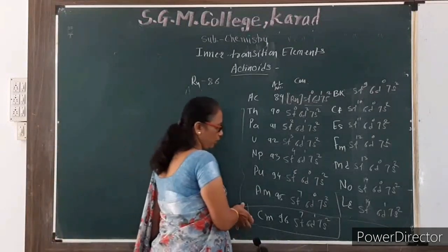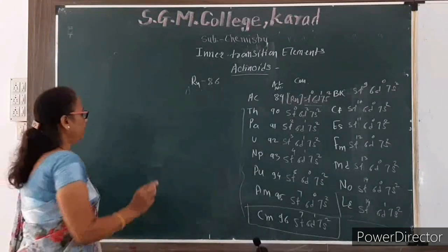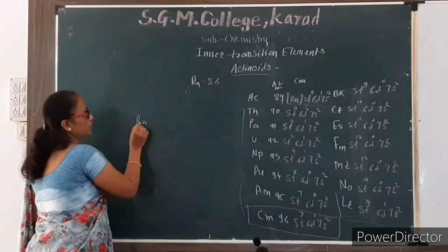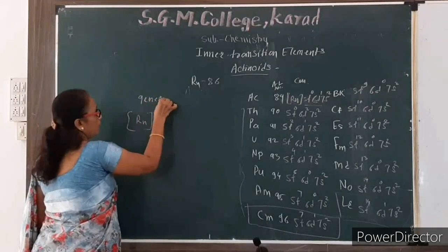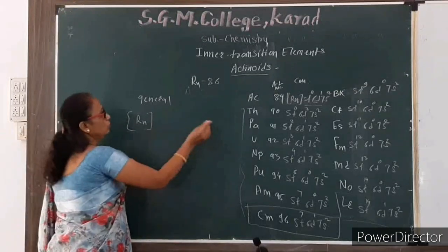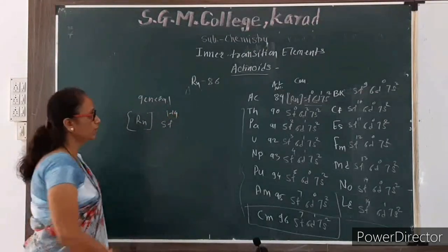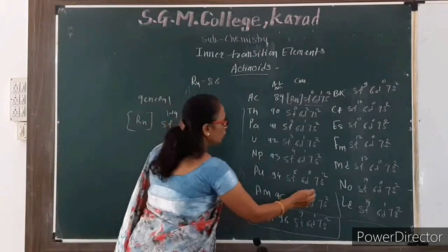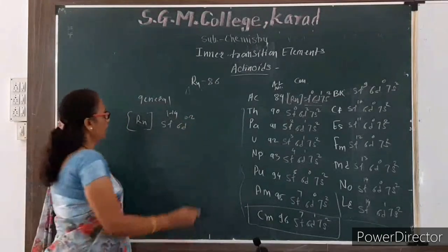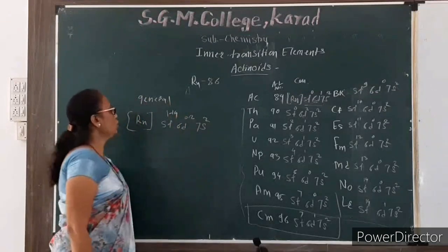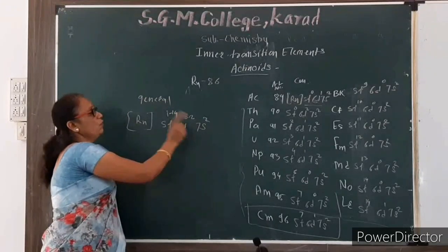Remember the electronic configuration of curium, lawrencium, protactinium, and in general the electronic configuration of the actinoids is radon, 5f1 to 14, 6d0 to 2, 7s2. General configuration of actinoids is 5f1 to 14, 6d0 to 2, 7s2.